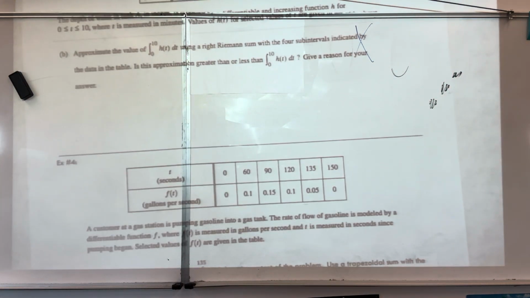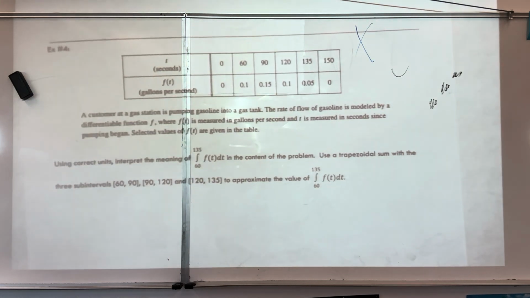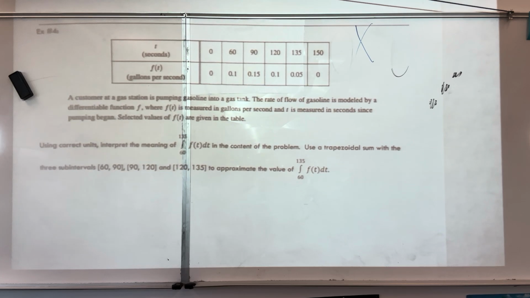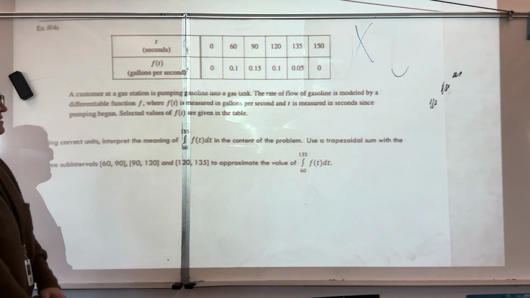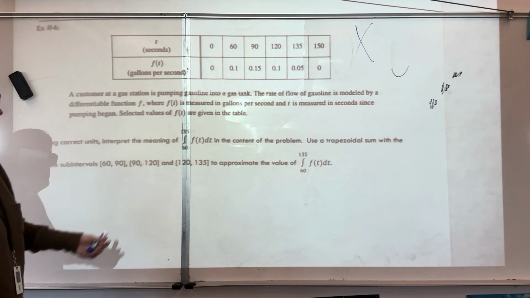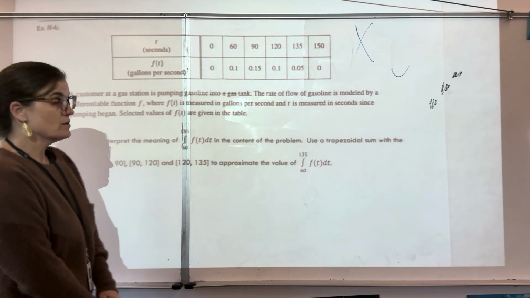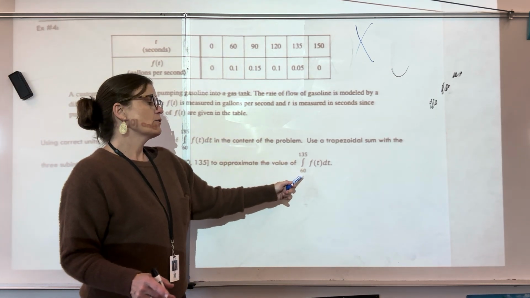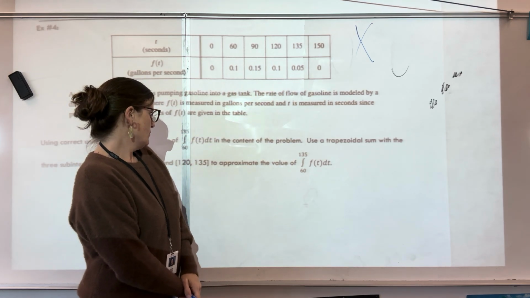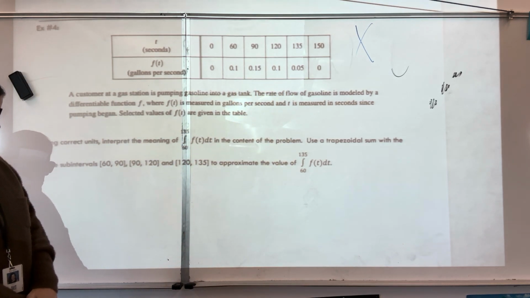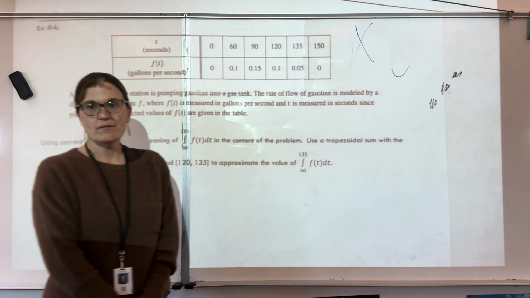All right, and then example number 4, last but not least, guess what we have? A trapezoidal sum. So this is about a customer at a gas station pumping gas into the tank. The rate of flow of gasoline is modeled by a differentiable function and given in the table. So using correct units, interpret the meaning of the integral, and careful on this one, it didn't start all the way at 0. Going from 60 to 135. It's asking for an estimate of that, and then the interpretation, the meaning of it.